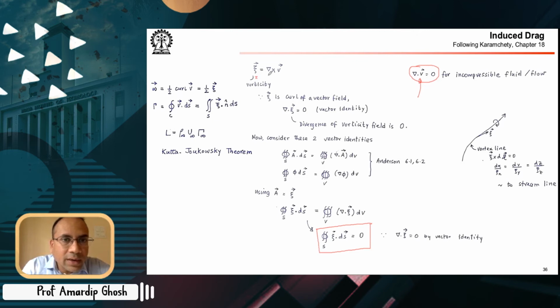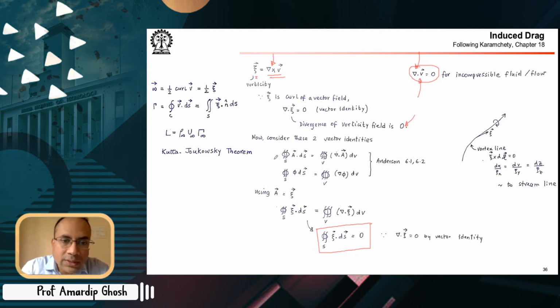Vorticity is defined as the curl of the velocity field. Okay, so this is the cross product. On the other hand, this is the dot product. So the curl of the velocity field is vorticity. Since vorticity is the curl of a vector field, the divergence of the vorticity field is 0. So this is an interesting result from vector calculus, or just from vectors. That is, since vorticity is defined as the curl of a vector field, the divergence of vorticity itself becomes 0.